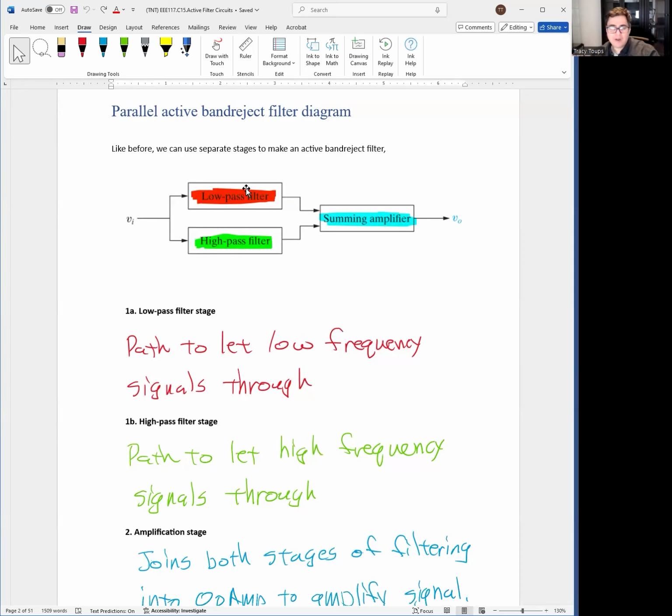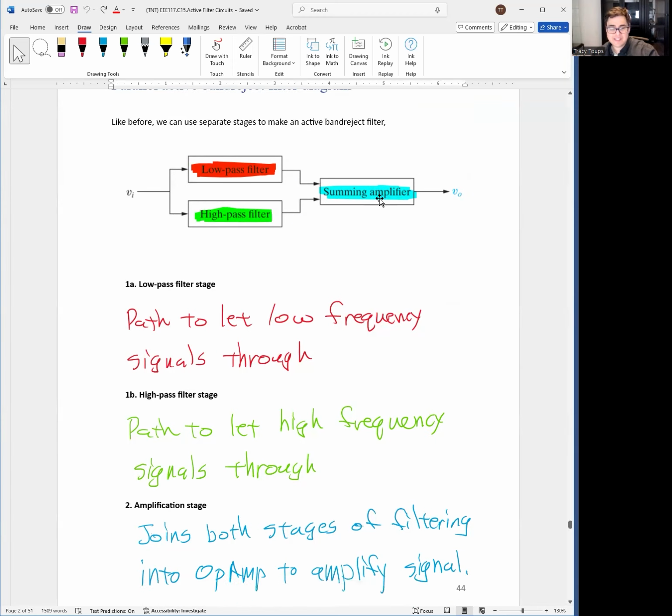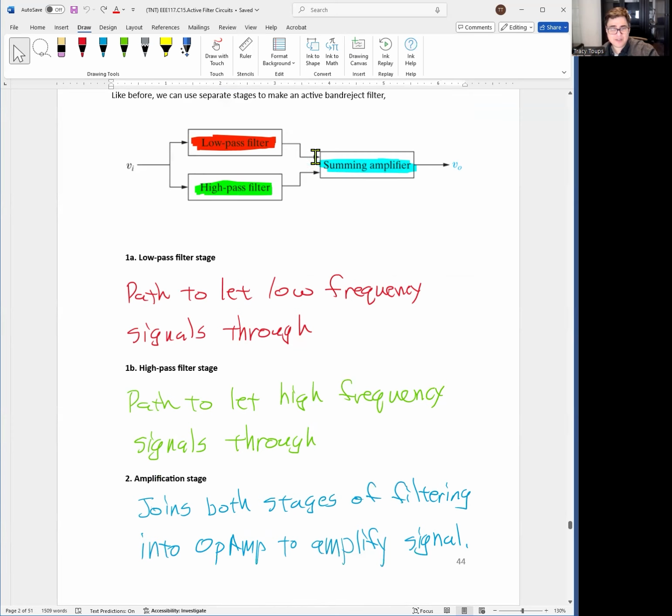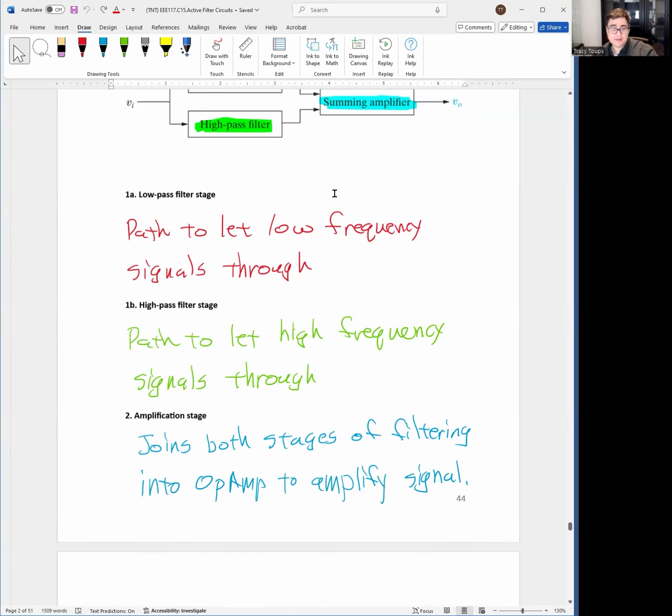Okay. Now, as long as the signal goes through either one of these, they eventually come to the summing amplifier. And then this will be the second stage where it will take either signal and add them together and then amplify them as much as we want and then have an output, okay? So that's ideally, from a signal routing standpoint, what we're going to do. Just let either one through and then add them together at the end.